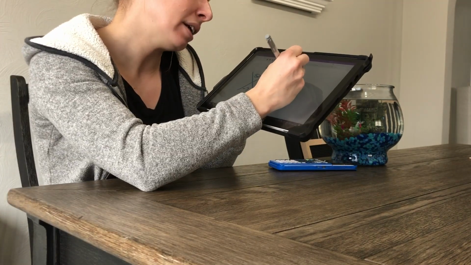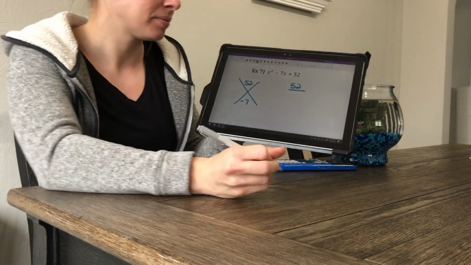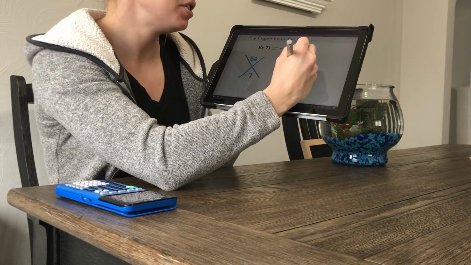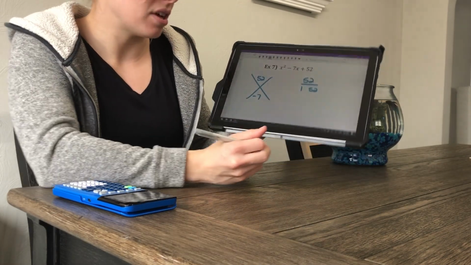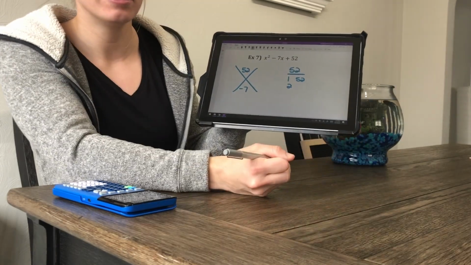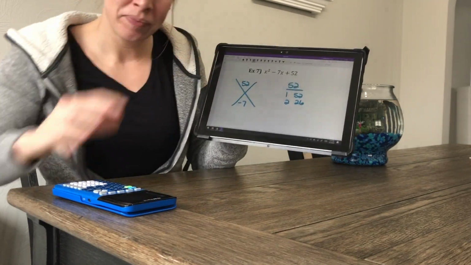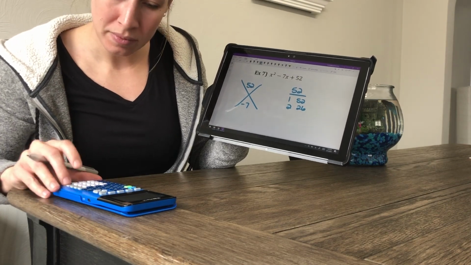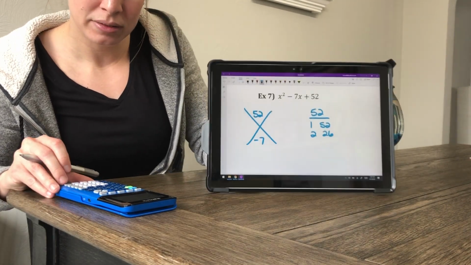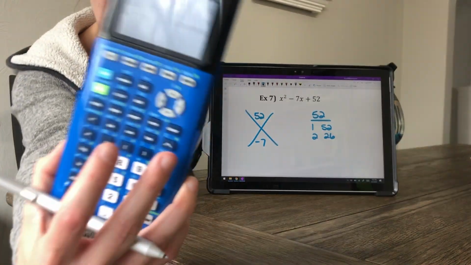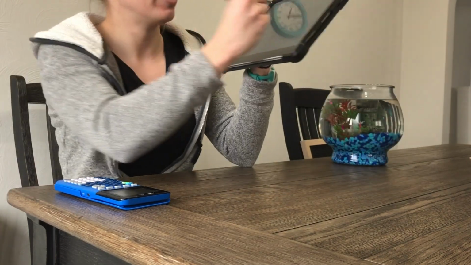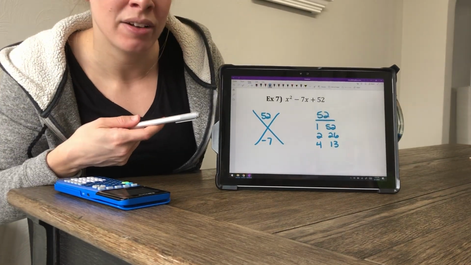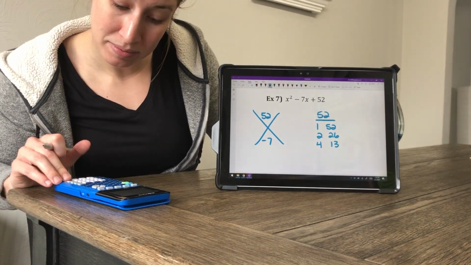Okay, so if you're struggling, list your factors of 52. 1 and 52. It's even, so it does divide by 2. 2 and 26. Okay. Does 52 divide by 3? No, there's a decimal. Okay. 52 divided by 4? 13. 52 divided by 5? No, it does not end in a 5 or 0. 52 divided by 6? No.